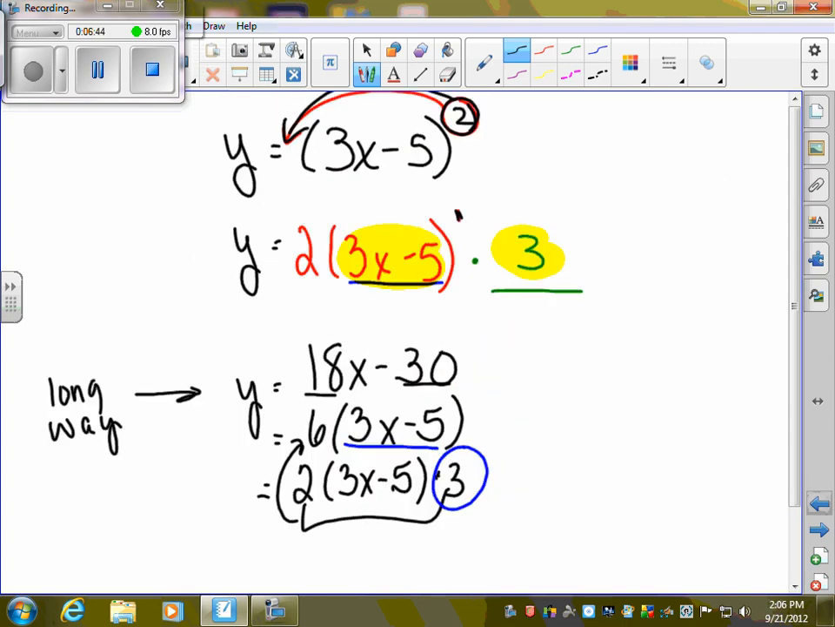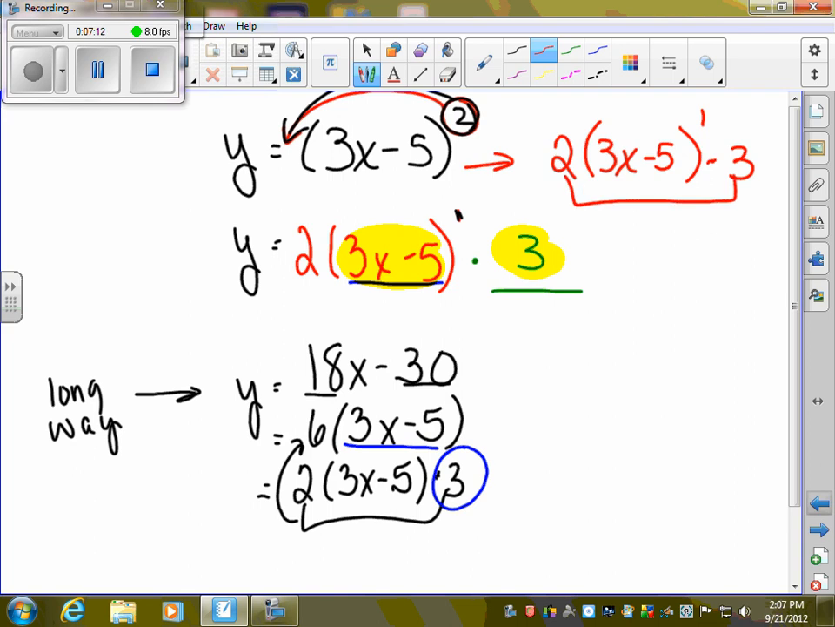Okay. So here's how I think of these. We look at this, we've got 3x minus 5 squared. So you've got something squared. What's the derivative of something squared? It's 2 something to the first times the derivative of the something. The derivative of 3x minus 5 would be 3. Then I can multiply my 2 times 3 and get my 6, and then 3x minus 5.